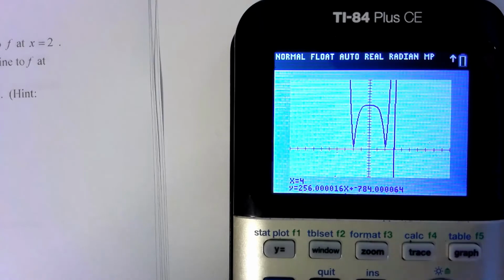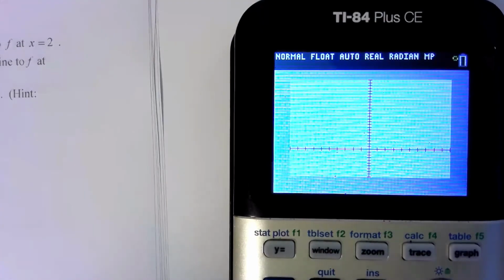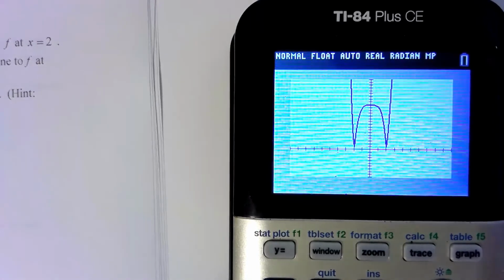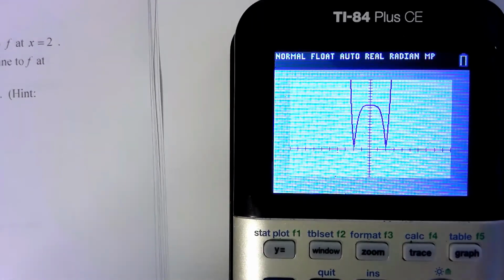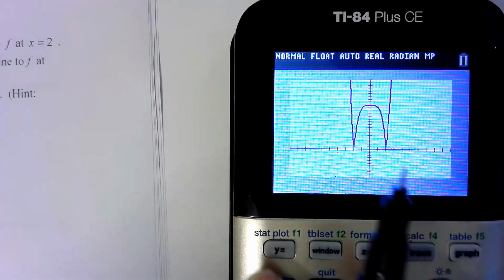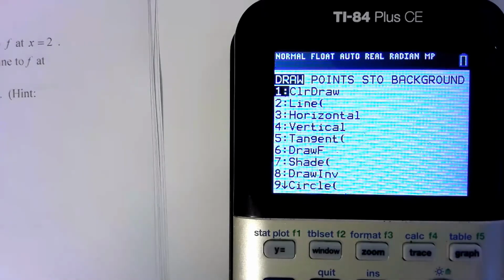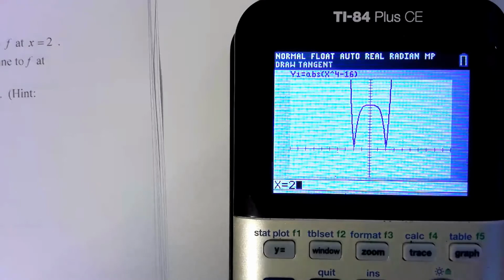What about g prime of 2? Okay, I'm going to clear the drawing. So second draw 1 clears that tangent line. Otherwise it's going to stay there. I don't mind it being there, but some of y'all might. Alright, so g prime of 2. So second draw tangent at x equals 2. Enter.